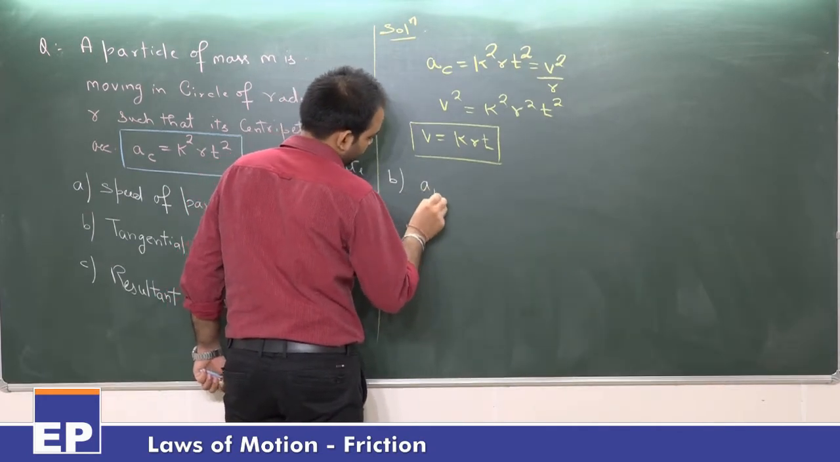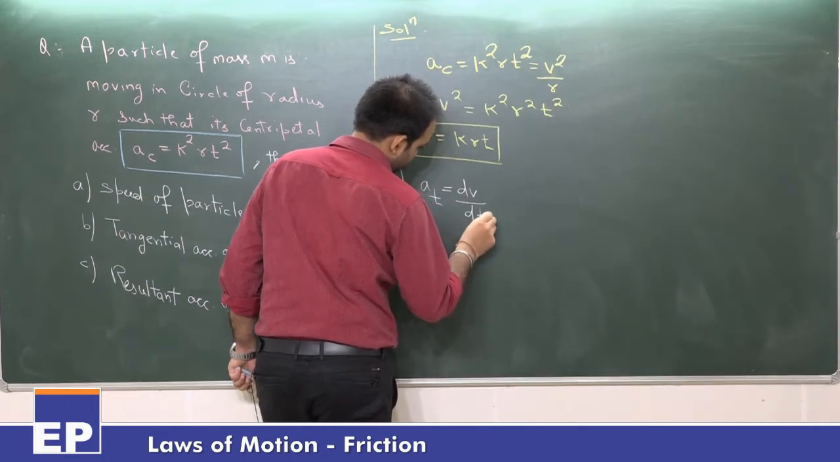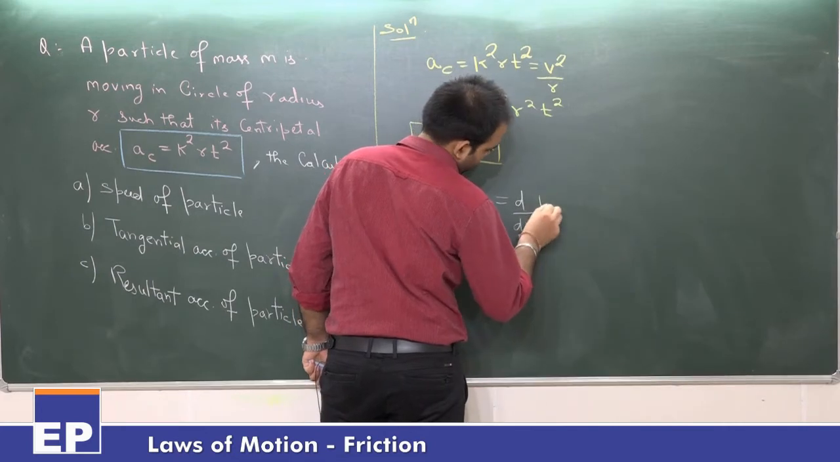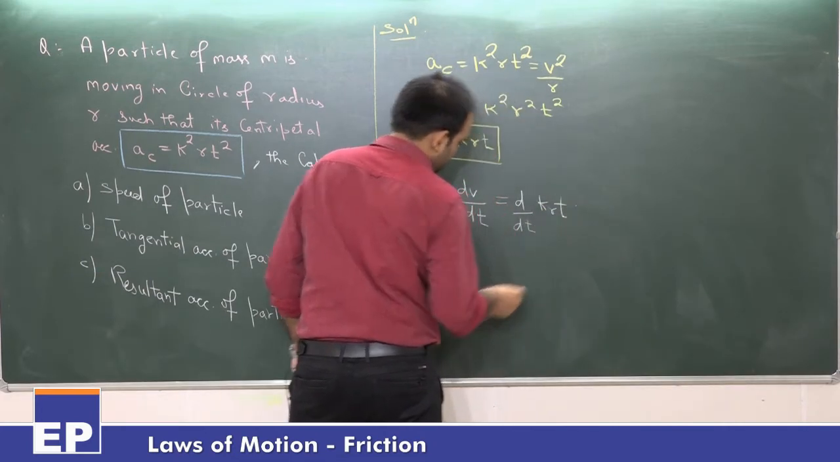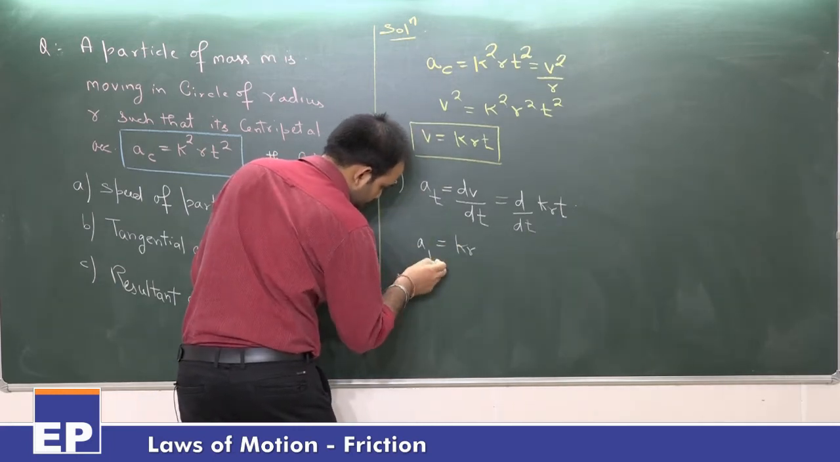Next, asked was the tangential acceleration of particle, B part. Now, what is AT? dV by dt, d by dt of kRT. K is constant, R is also constant. So AT is K into R.